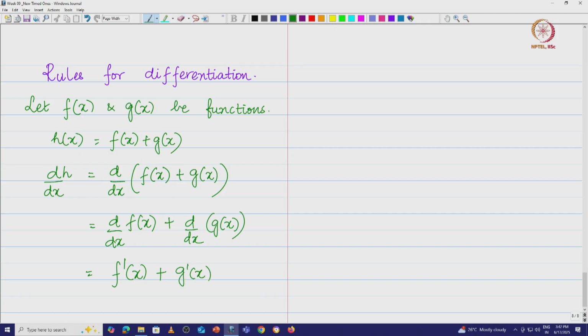So what does it say? It says the derivative of a sum of two functions is nothing but the sum of the derivatives. This is something which we have seen before. Where have we seen this?